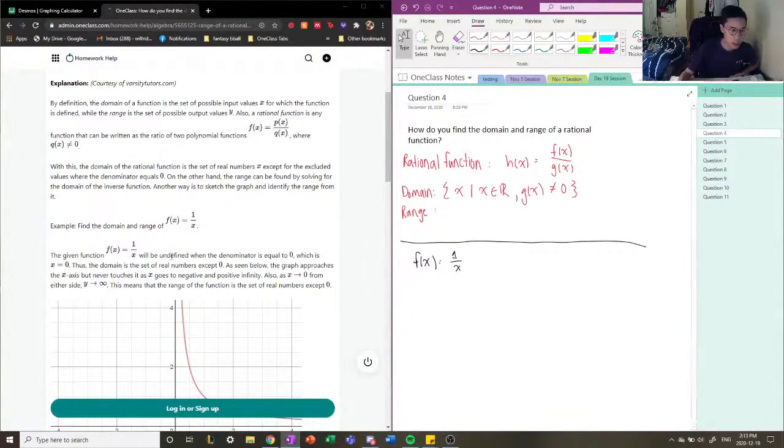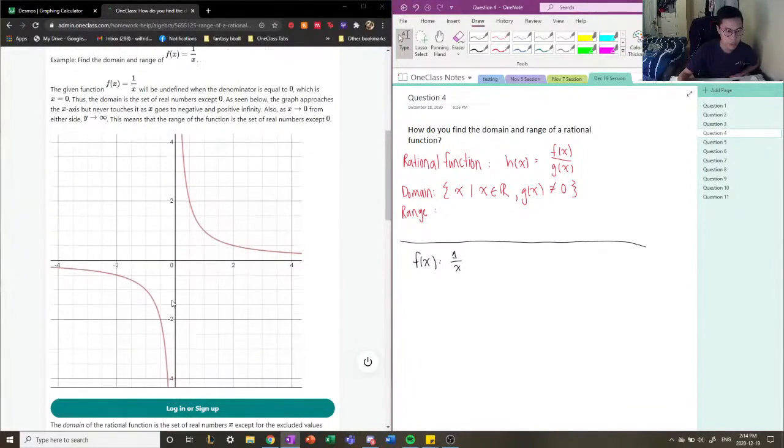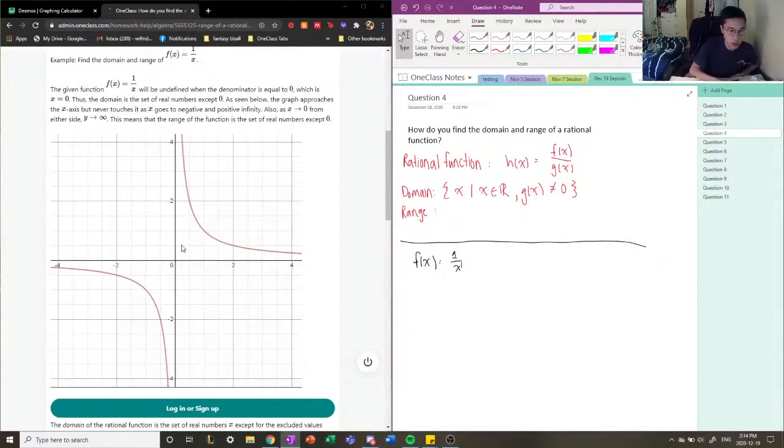If we were to graph this, the junior tutor shows here that our function is not defined at 0. This is because when x equals 0, it is 1 divided by 0, and that's an undefined value. It has to do with limits. As you approach 0 from the left side, the function tends towards negative infinity. But as you approach from the right side, the function tends towards positive infinity. Because of this disconnect, this part of the function is undefined, which means x cannot equal 0. So the domain is x such that x belongs to all real numbers except x cannot equal 0.